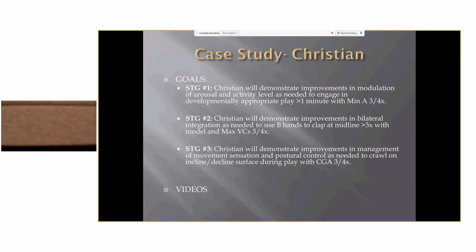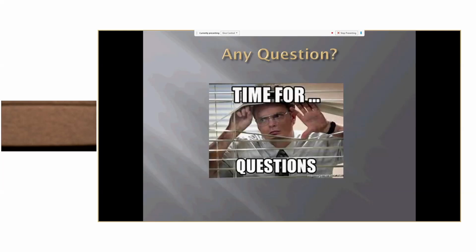So the goals we have were for developmentally appropriate play, both hands to clap at midline, and then I did have a sleeping goal. I don't know why it's not in here. And then a postural control and management of movement sensation. So really that's modulation of vestibular input, but insurance doesn't like to hear that. So management of movement sensation.